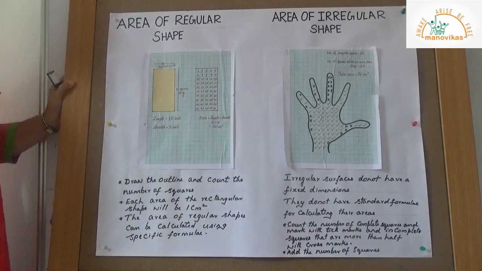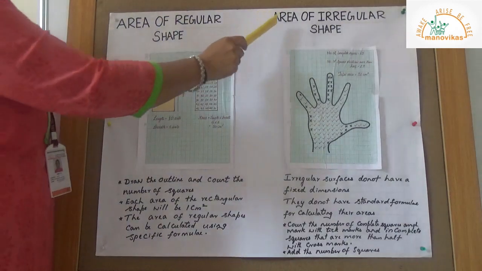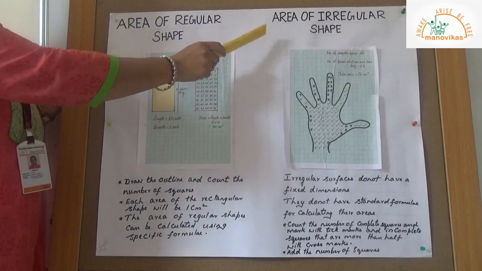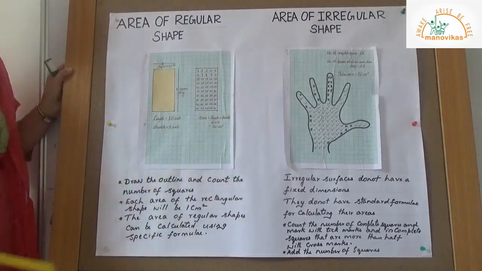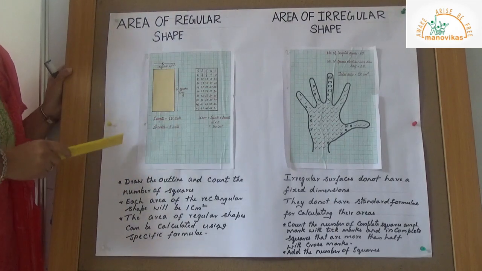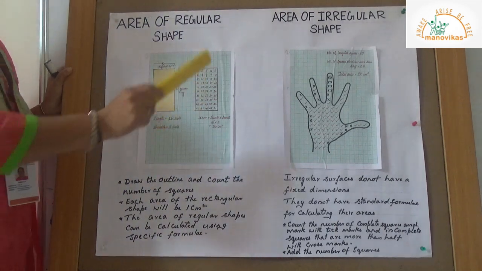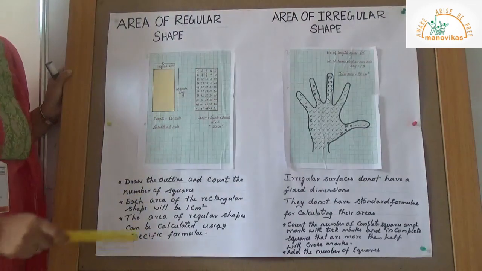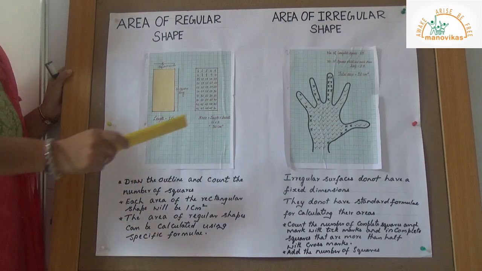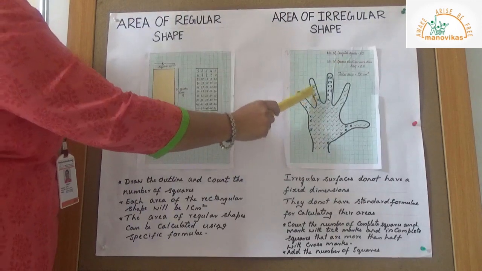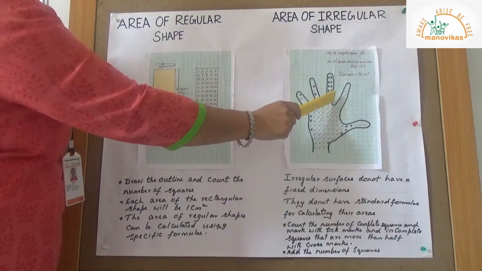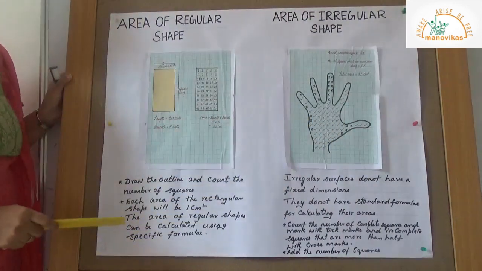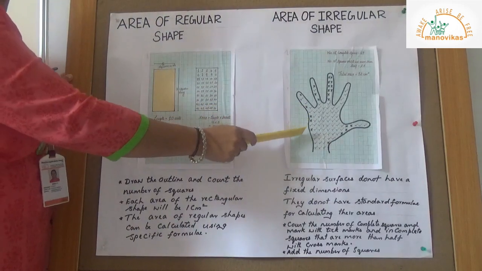Now let us explain about the area of irregular shape. So to find the area of irregular shape, there won't be any standard units used like the regular shape. There is no standard formula for irregular shape. So irregular surfaces do not have a fixed dimension. So here there is an example. I have taken the palm of the hand. Yes. So here how can we find out the area of this?